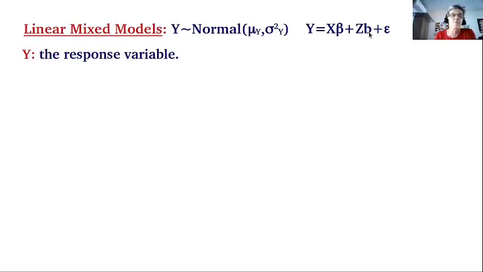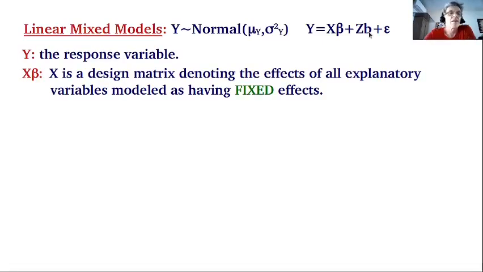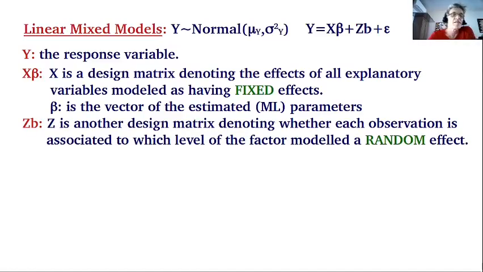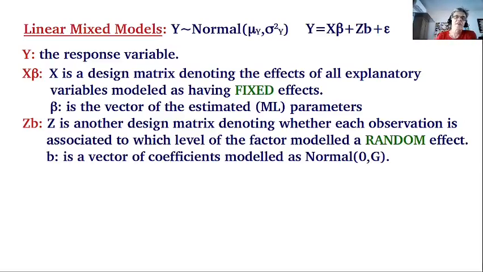So y is the response variable, X is a design matrix denoting the effects of all explanatory variables modeled as having fixed effects, and beta is the vector of parameters estimated by using the maximum likelihood method. The next term, Z times b: Z is another design matrix denoting whether each observation is associated with each level of the factor or factors modeled as random effects. And b is a vector of coefficients.